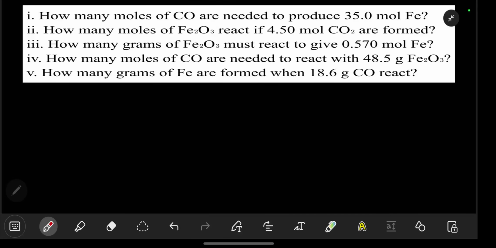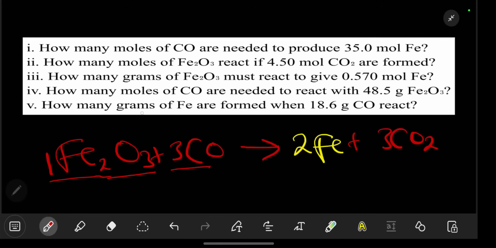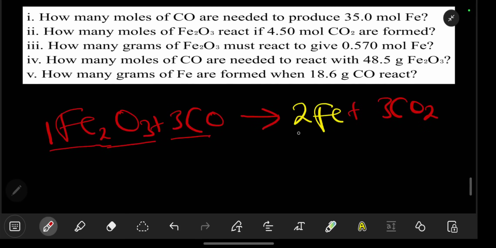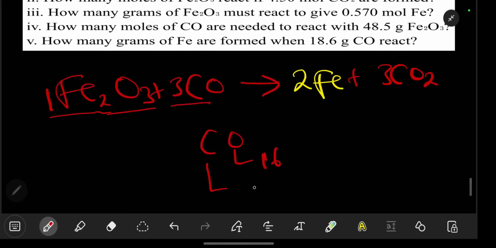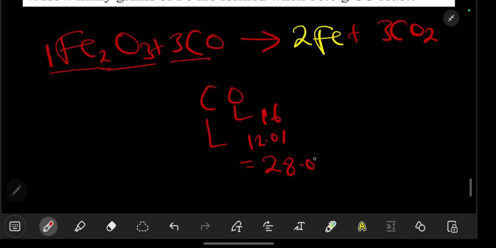This one says, how many grams of iron are formed when 18.6 grams of carbon monoxide react? So we are going to have our carbon monoxide. Let's convert it. So for carbon monoxide, the molar mass will be 16 plus the molar mass of carbon, which is 12.01. When we add, we are going to get 28.01 grams per mole.